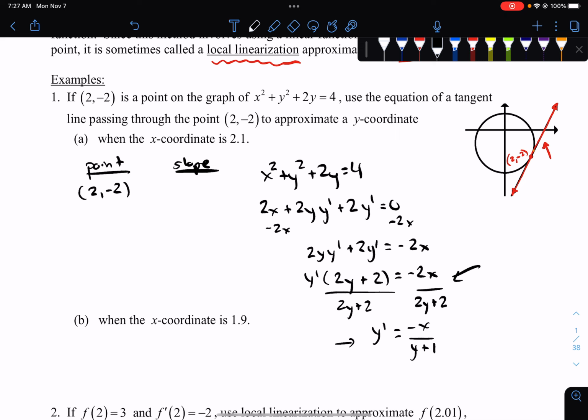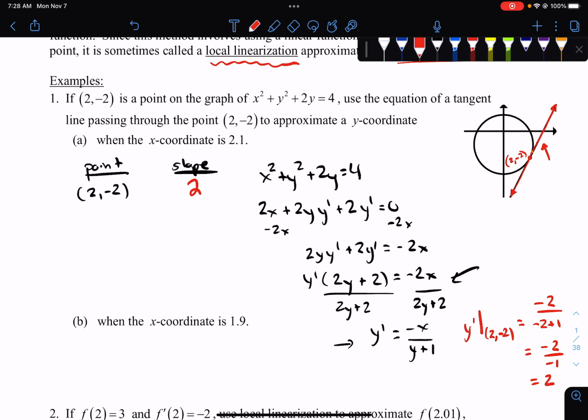So this is my derivative function, right? I need a slope at the point (2, -2). So what I want to do is I want to take y prime and evaluate at (2, -2) to get the slope. So that means on top, I get a -2. On the bottom, I get -2 plus 1. So that simplifies to be -2 over -1, which is just +2. So I have a slope of 2 at that point. So at this point right here, my slope is 2.